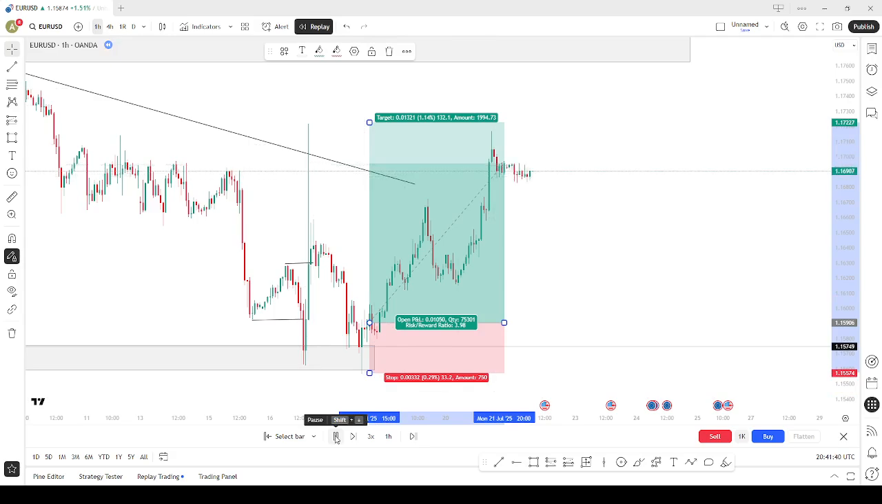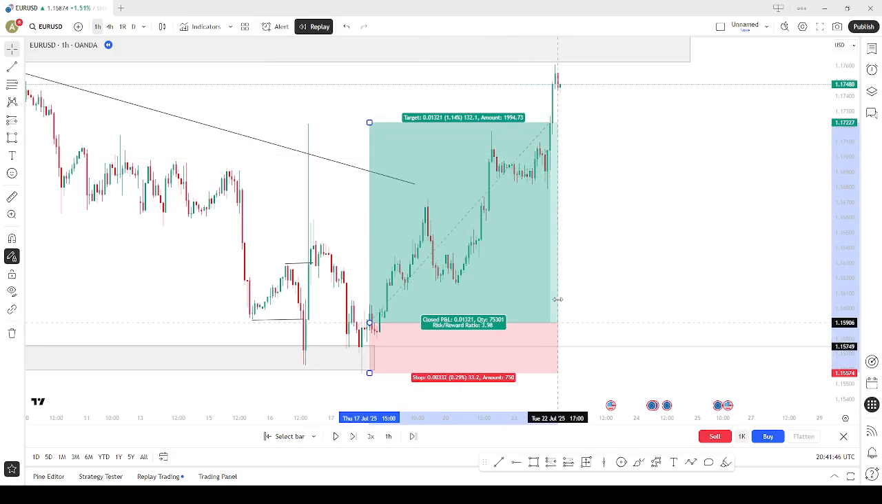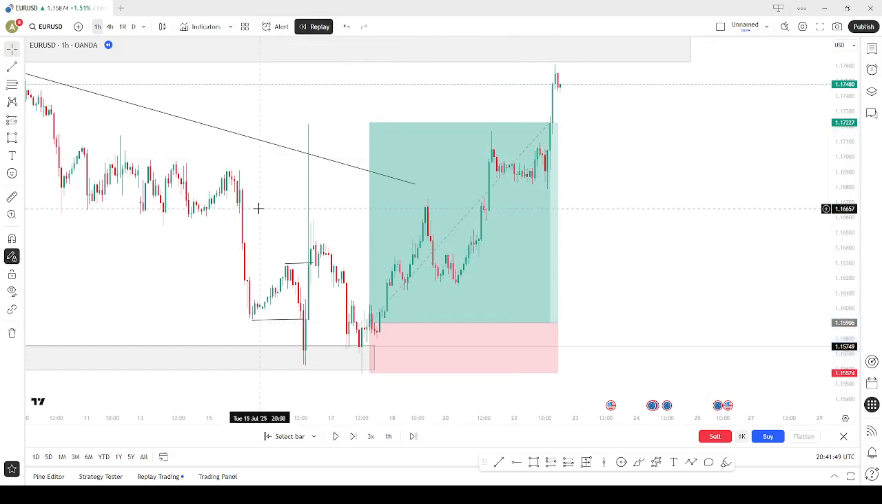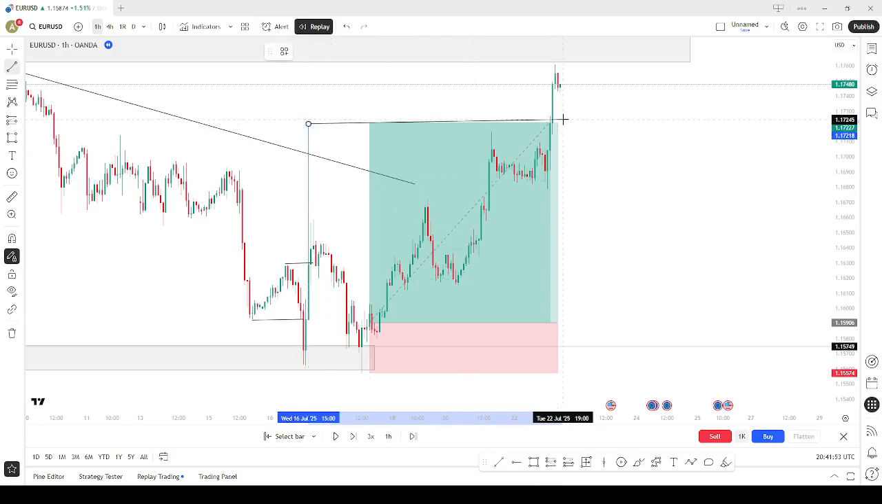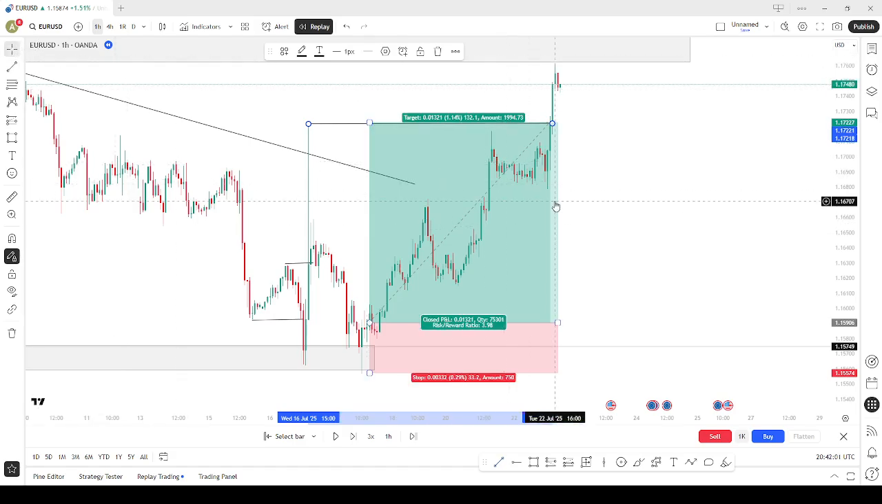price went back. Then it tapped into that. It was a 1 to 3 anyway, and it was so clear and simple.